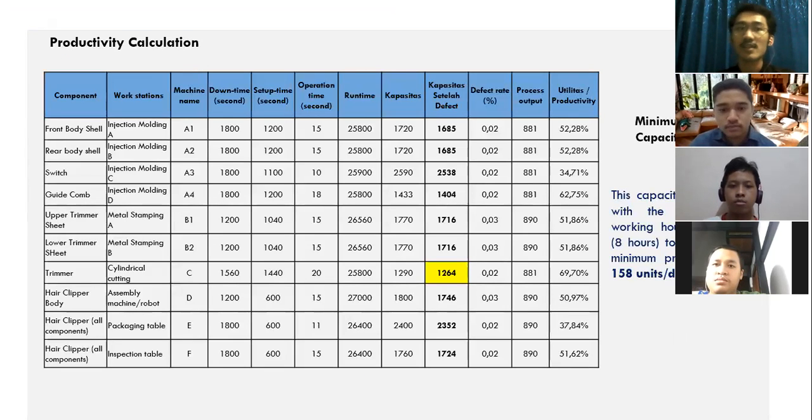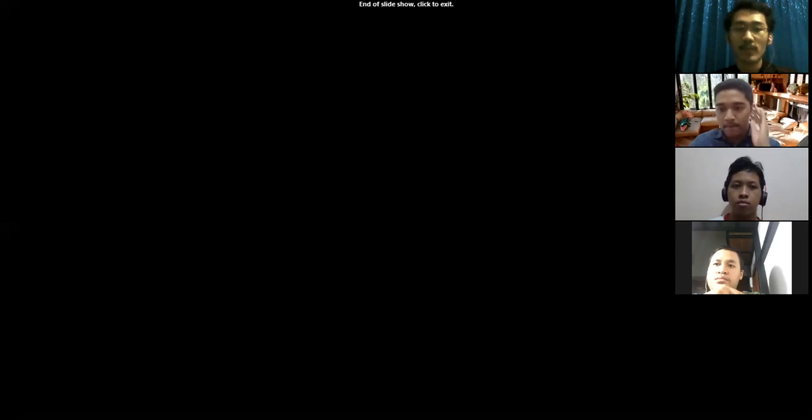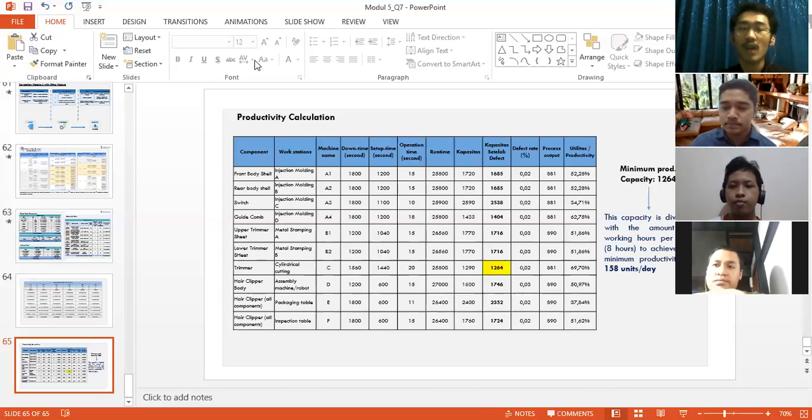And lastly, this is the productivity calculation, from which we come up with the productivity of 158 units per day. And that is all the presentation from our group Q7 of CHUKHUR Hair Clipper.